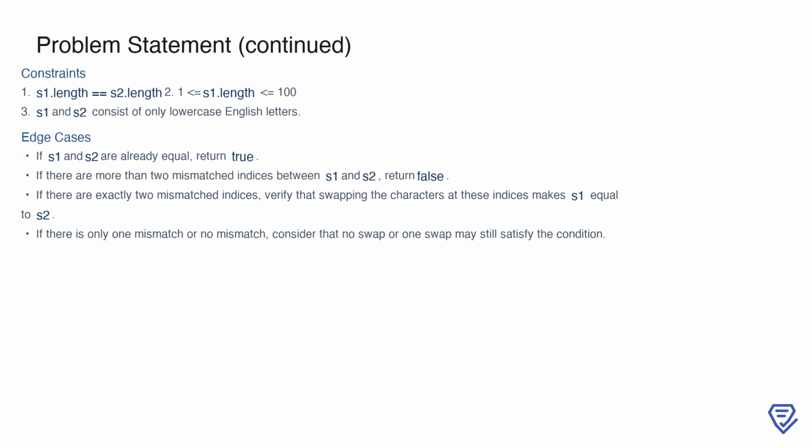The problem comes with a few constraints and edge cases to consider. First, the lengths of s1 and s2 will always be equal, and both strings consist of only lowercase English letters. For edge cases, if s1 and s2 are already equal, you return true. If there are more than two mismatched indices between the strings, it's impossible to make them equal with one swap, so you return false. If exactly two mismatched indices exist, you check if swapping the characters at those indices makes the strings equal. Finally, if there's only one mismatch or no mismatch, you consider that either no swap or one swap may still satisfy the condition. These constraints and edge cases will help guide the implementation of your solution.